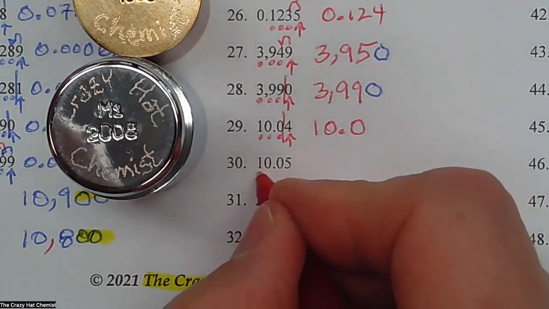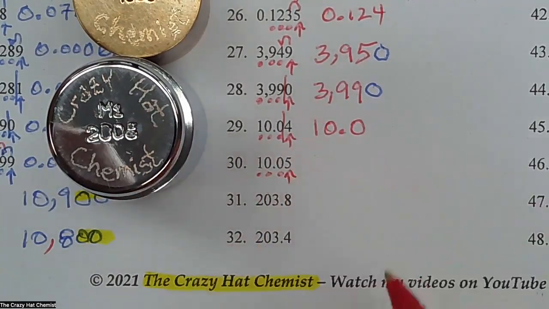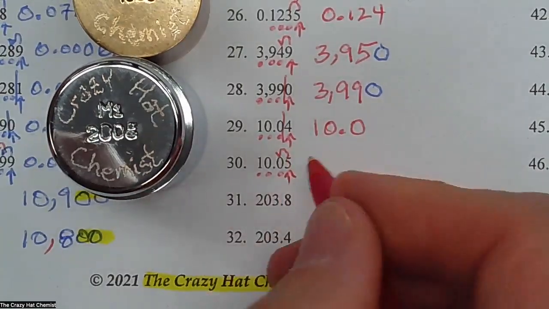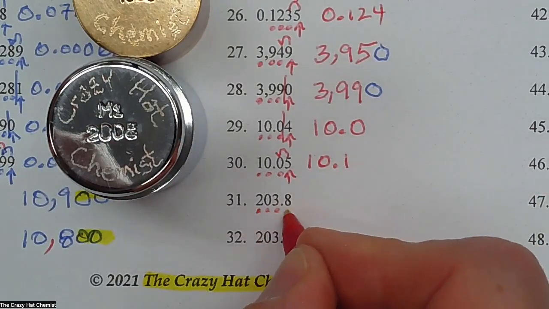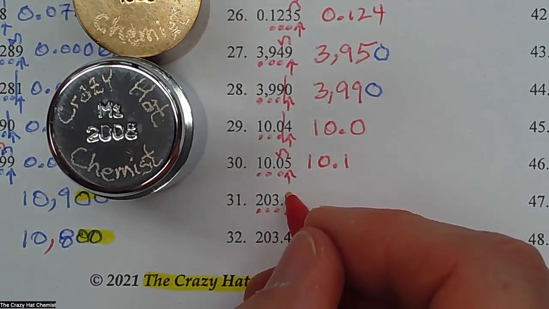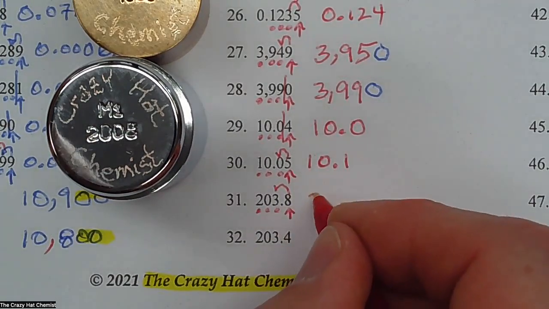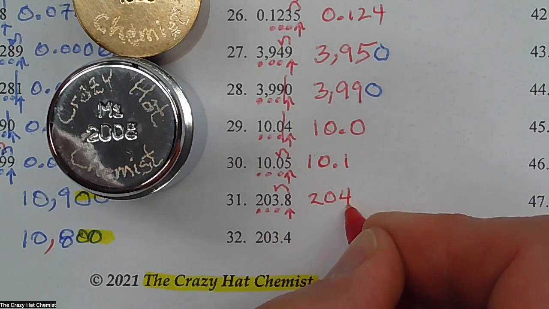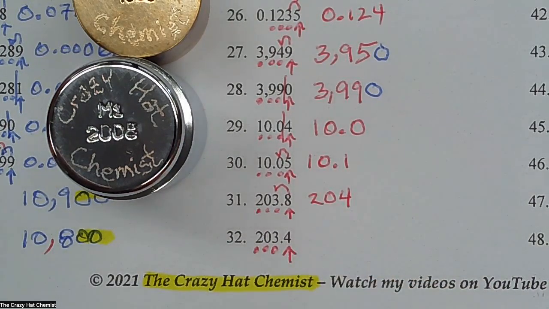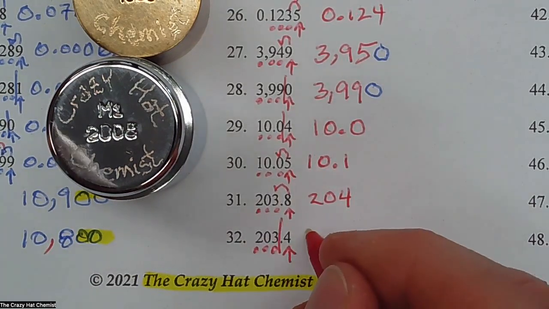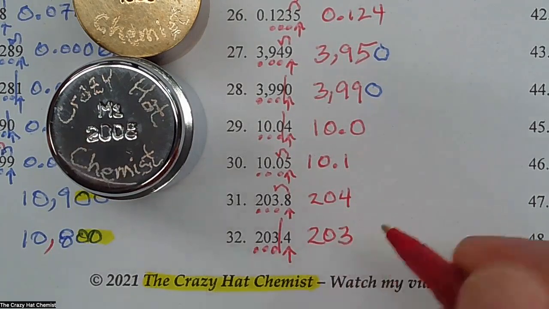All right. I got 1, 2, 3 significant figures. I'm rounding with that 5. That's 5 or greater. Add 1 to the preceding digit. That's 10.1. 1, 2, 3 significant figures. I'm rounding with that 8. That's 5 or greater. Add 1 to the preceding digit. That's 204. 1, 2, 3 significant figures. Adding that 4 is less than 5. Chop or truncate the number. 203.